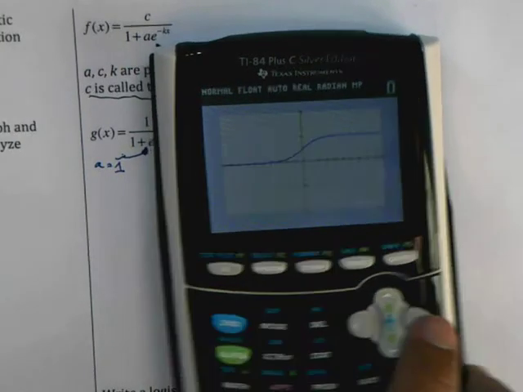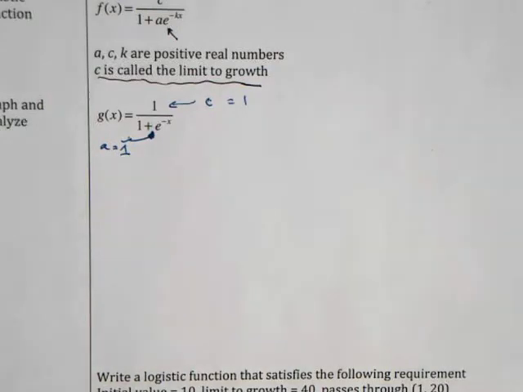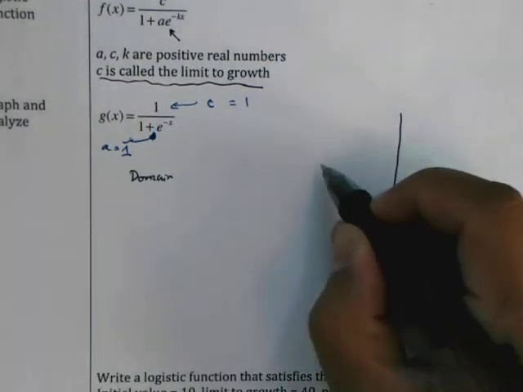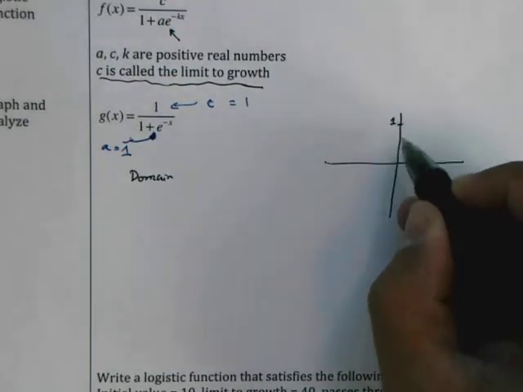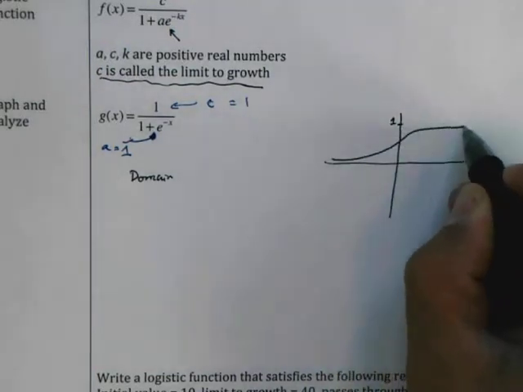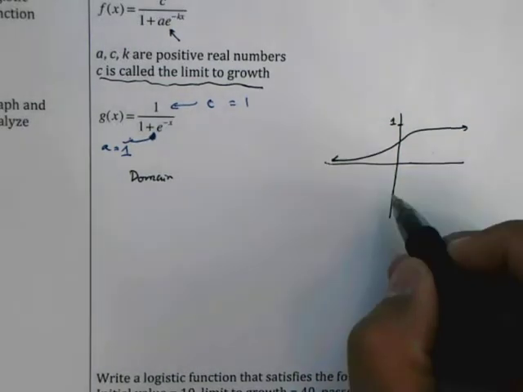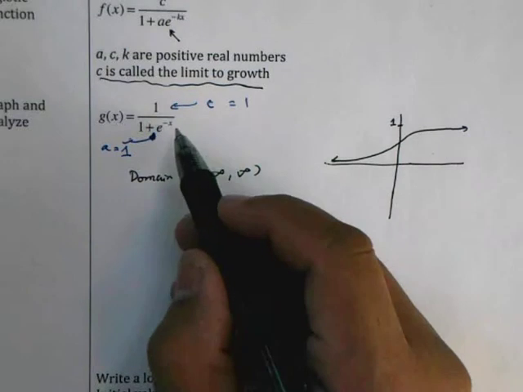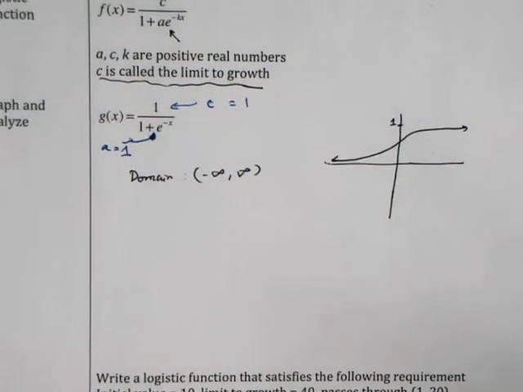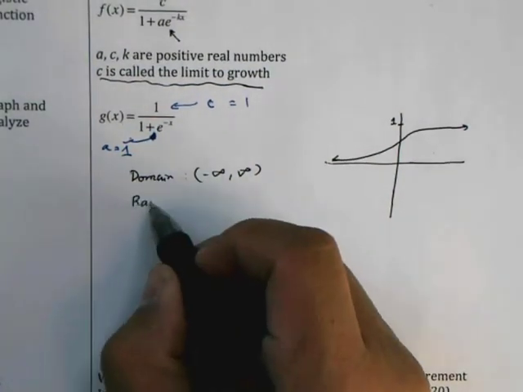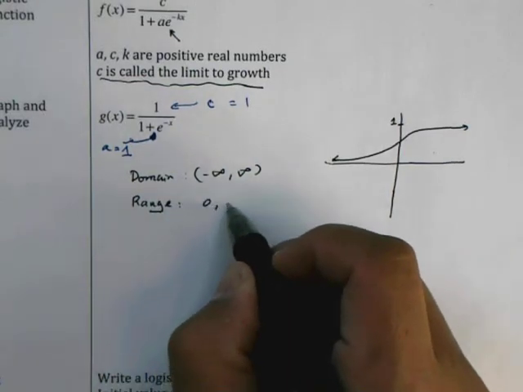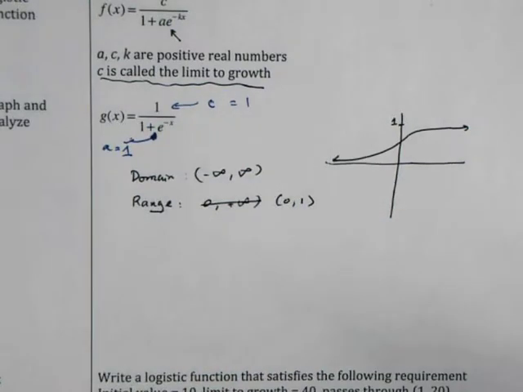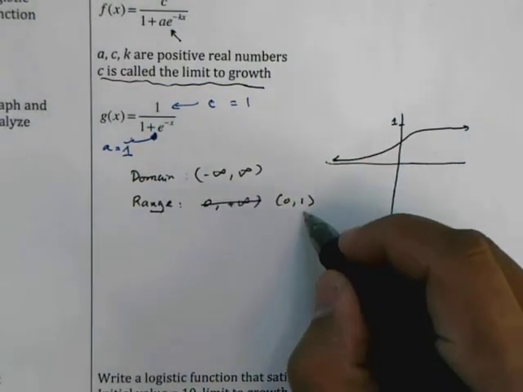You can see here that it has some distinctive behavior. First, the domain. Let me sketch the graph here first. The domain is all real numbers. You can substitute anything you want in here for x. You're never going to get 0 in the denominator, so you don't have to worry about that. The range is an interesting thing. The range is only between 0 and 1. In fact, it's 0 and the limit to growth.